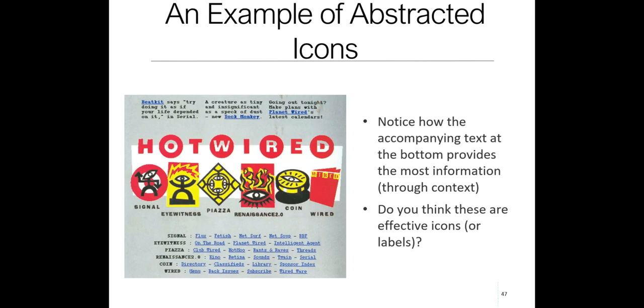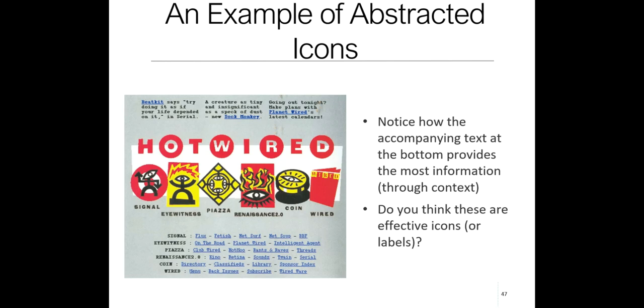So if you look at just the icons, and what I would normally do in class, in front of a live audience, is that I just present the abstracted icons. And again, you have the thing that says Signal, then Eyewitness, and then Piazza, and then Renaissance 2, and Coin, and Wired, and even with the explanations underneath it, it's not clear really what's going on.